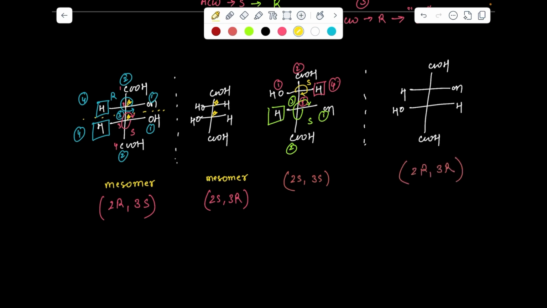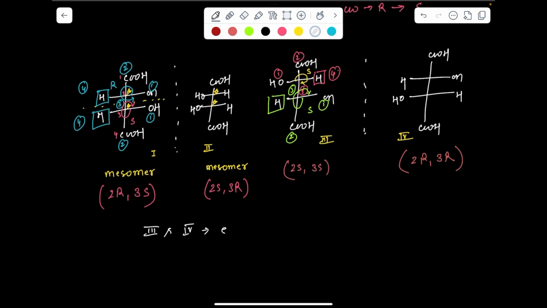So among these, if I number them, this is first, this is second, this is third, and this is 4. So third and fourth are an enantiomer pair due to non-superimposable mirror images, whereas 1 and 2 are identical. How identical? You can see these are meso compounds, individual meso compounds.